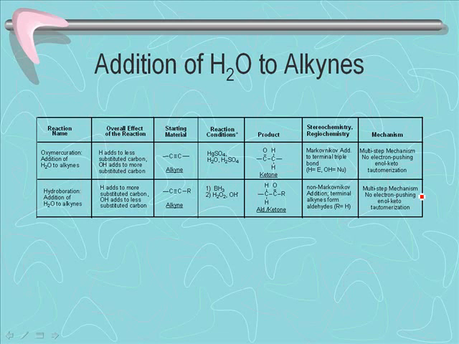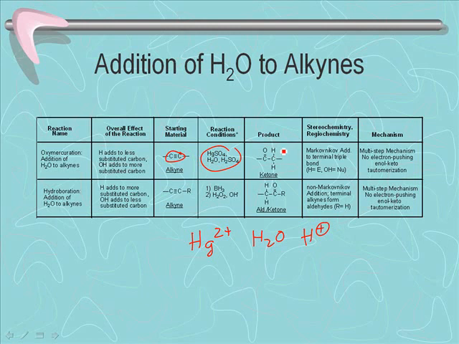Let's switch now from alkenes to talking about how water can add to alkynes. In exactly the same way as we can add water to an alkene, and in nearly identical conditions, we can add water to an alkyne. So here we have a carbon-carbon triple bond, and if we react it in one step with a mixture of mercuric sulfate, which is a good source of Hg2+, water, and sulfuric acid, which is a good source of H+, we can actually add water across the carbon-carbon triple bond.